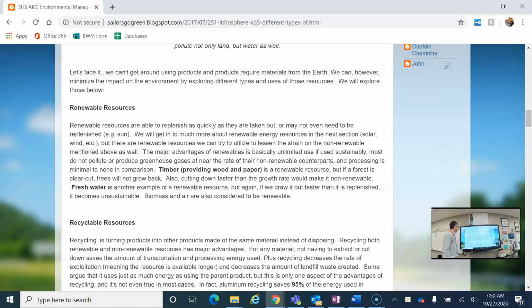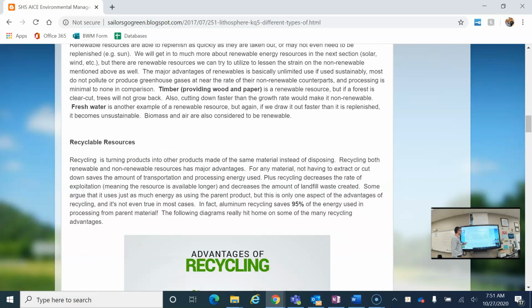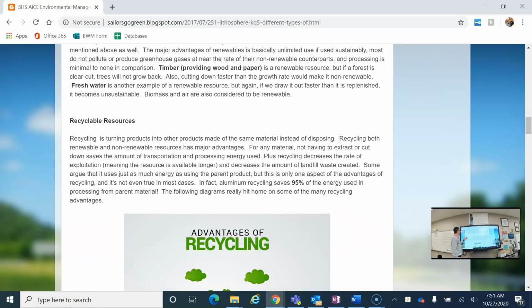Freshwater is another example of a renewable resource, but again, and we do this, if we draw out water faster than we put it back, it becomes unsustainable. Biomass and air are also considered to be renewable. So that's the best type, but then what's recycling, right?